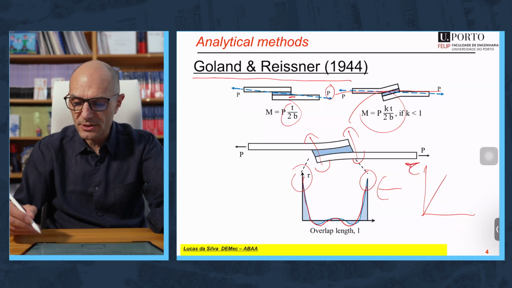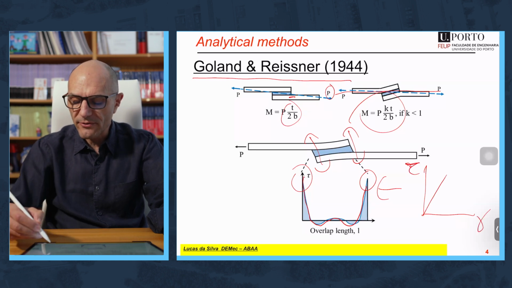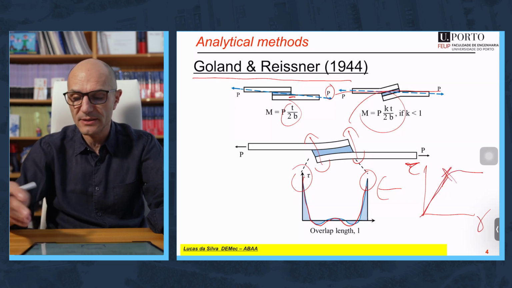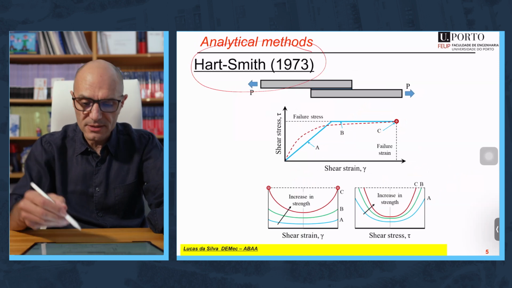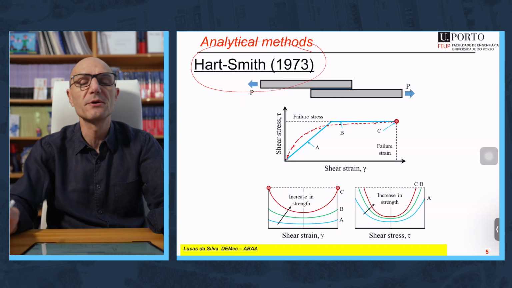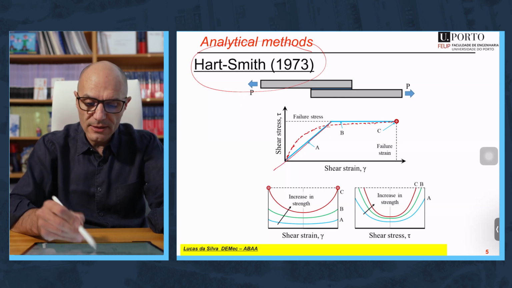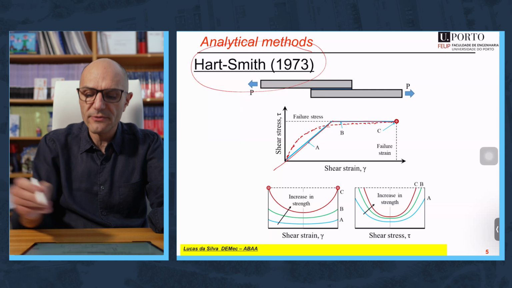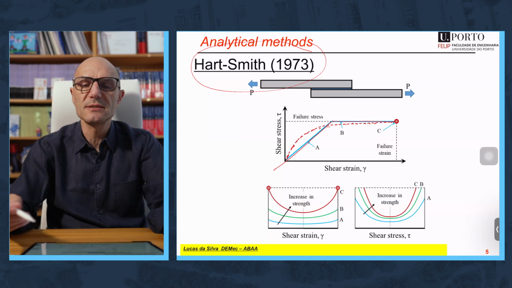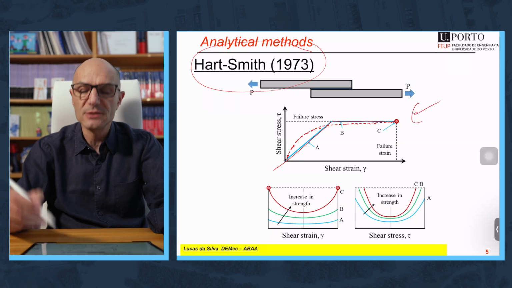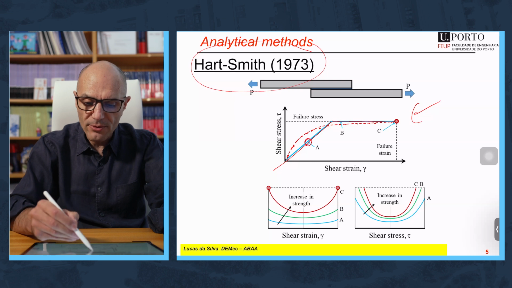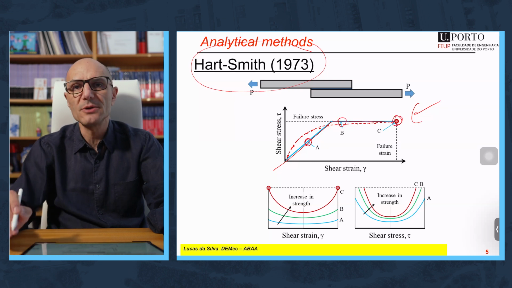If you represent the shear stress, shear strain curve of the adhesive, you have something like this. It's elastic and it breaks. It doesn't have plasticity. And the first to take that into account was Hart-Smith. So this is the real shear stress, shear strain curve of the adhesive, and this is the ideal shear stress, shear strain curve that he proposed. Elastic, perfectly plastic. Now let's look at the stress and strain distribution for this case when you have plasticity in the adhesive. Let's look at point A, point B, and this point where the adhesive fails.